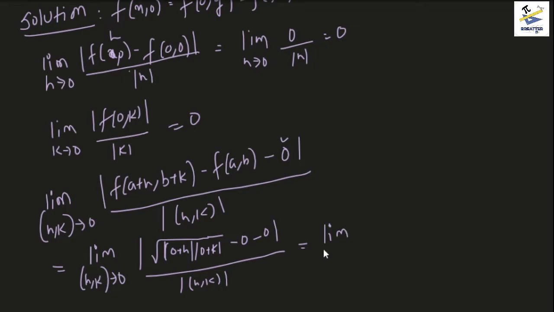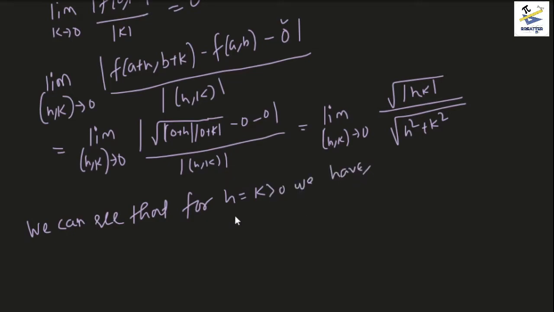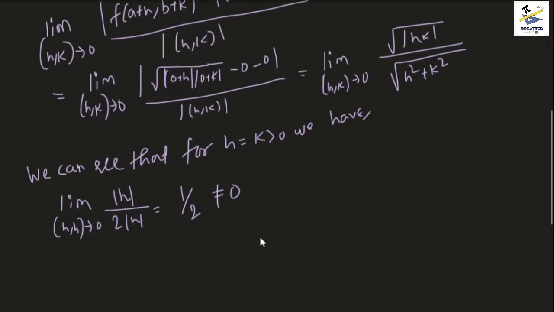This gives us the limit as h comma k tends to 0 of root over modulus of hk divided by root over h square plus k square. And it is very well known that this limit does not exist, because what we can do here is see that for h equals k we have the sequence limit h comma h to 0 of root over h square, that is mod h, divided by root 2 mod h, which is just equal to 1 by root 2, not equal to 0. So this limit is not unique, that means it does not exist, therefore it is not differentiable.